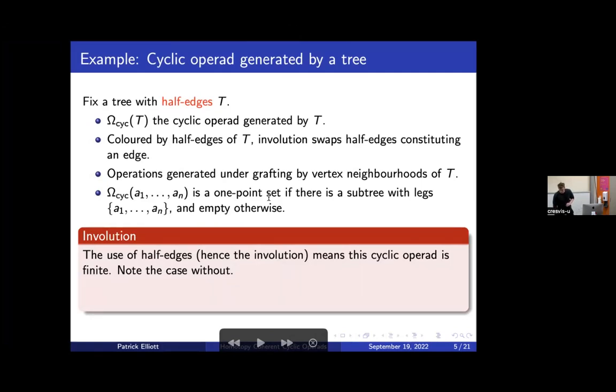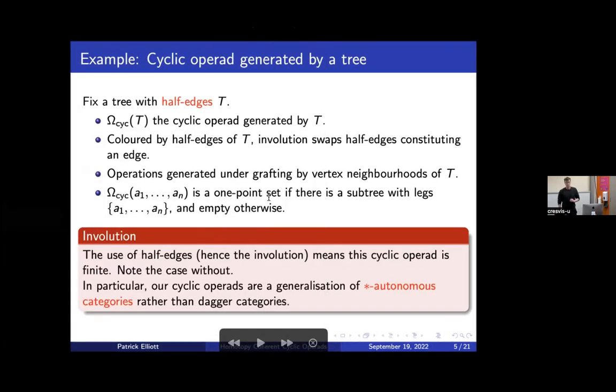So just to emphasize, this use of half edges is exactly why we have the involution in the definition here, which is not historically standard. This also gets us the nice fact that this cyclic operad generated by a tree is actually finite. Whereas if we don't have the involution present, it's pretty easy to cook up an example where you get a generated operad out of a tree and it ends up having infinitely many higher operations, because you can just keep gluing, say, a vertex with two edges, you can just keep gluing that end to end forever, which is not allowed when we have this involutive structure present, which is nice.